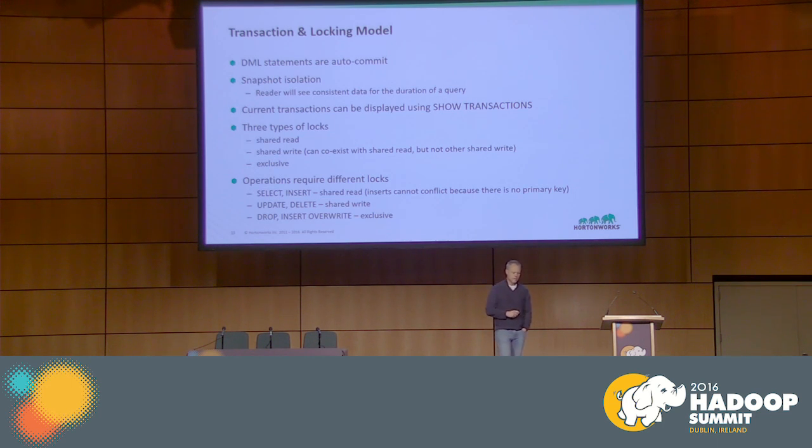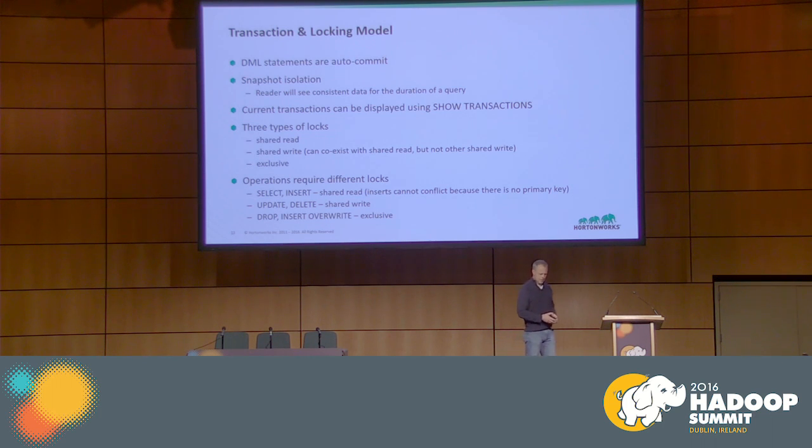As I said before, we have snapshot isolation so that your readers see a consistent view of the data throughout the course of their query. When we do have cross-statement transactions at some point in the future, that will enable users to issue multiple queries, perhaps even the same query multiple times, and be assured of seeing the same version of the data. Administrators can show the transactions that are out there using show transactions. That's just a tool to help them see what's going on in the system. There's a similar show locks command.